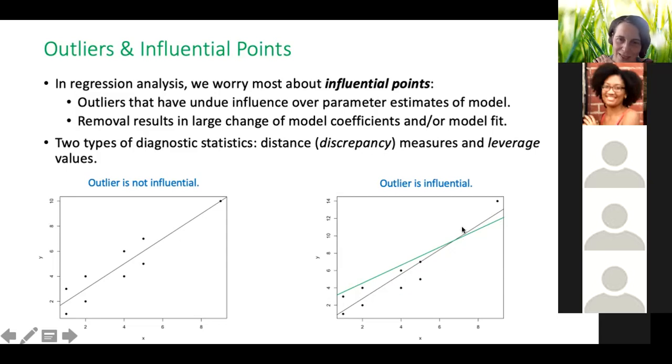As you can see, the slope here changes dramatically if you exclude this outlying value. So that is an influential outlier, and that is problematic. In order to determine whether an outlier is influential or not, there are two diagnostic statistics that are very relevant. The first one is a distance measure, also called a discrepancy measure. And the second one is called leverage.